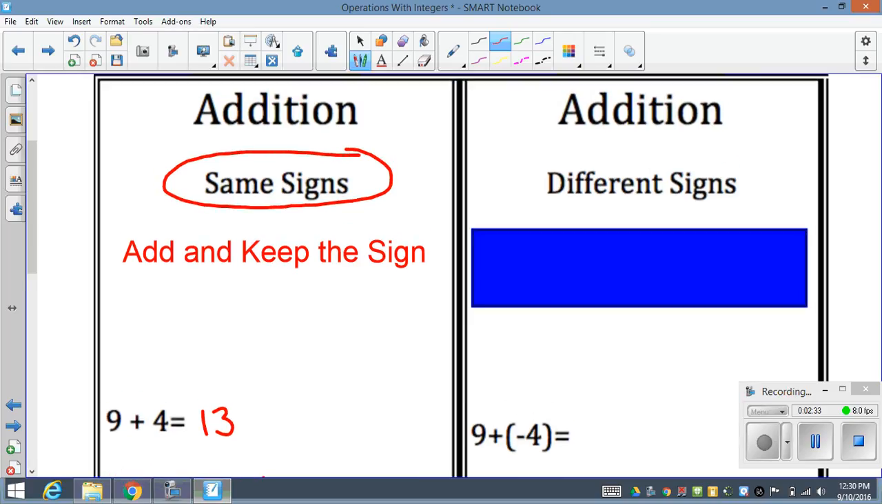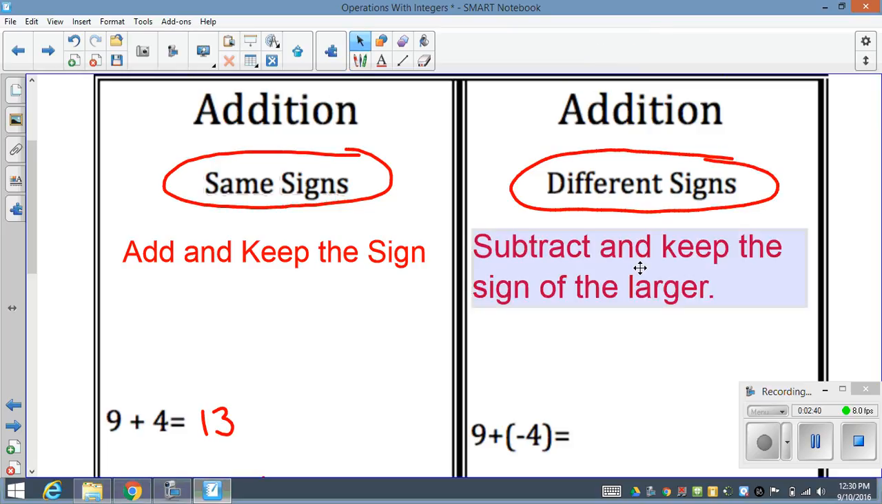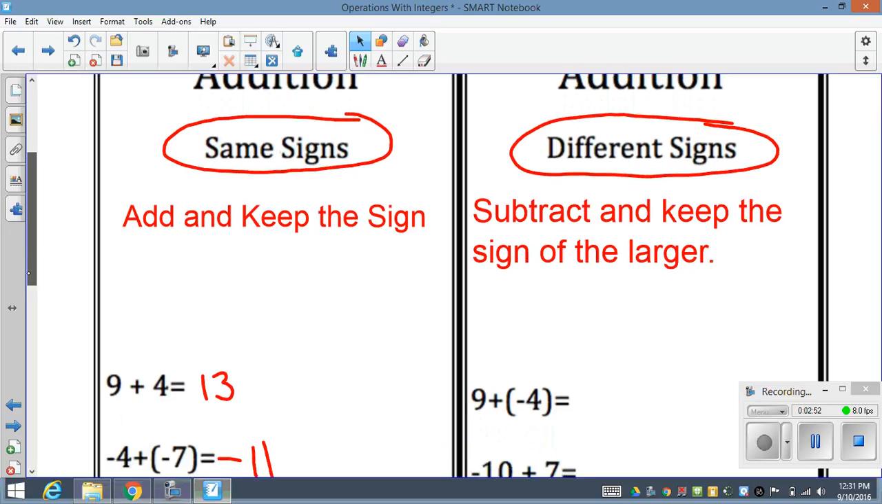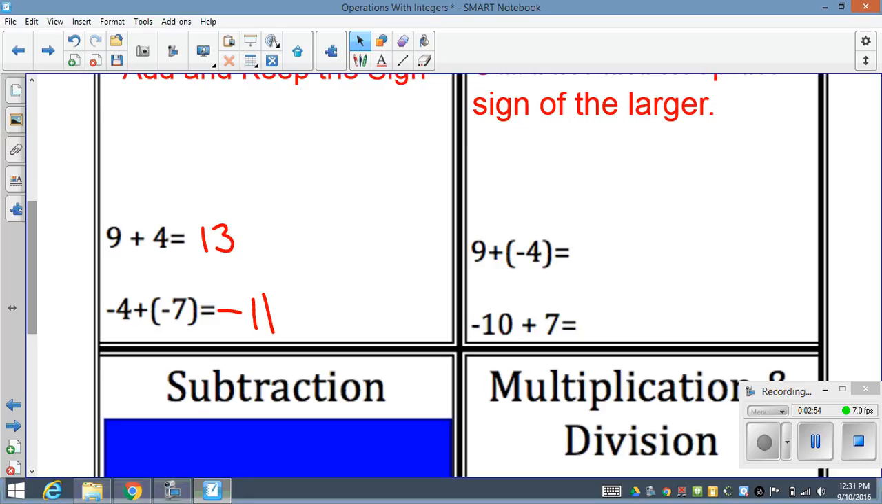Okay? If our signs are different, let's circle that so it stands out. If our signs are different, you are going to subtract and keep the sign of the larger. That's the key. So you're going to actually subtract and keep the sign of the larger. So let's look at a couple of examples here. 9 plus a negative 4. My signs are different. The 9 is positive, the 4 is negative. So I'm going to subtract. 9 minus 4 is 5. Since the 9 is larger, it will stay a positive 5.